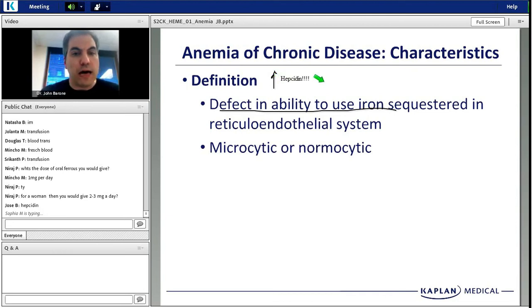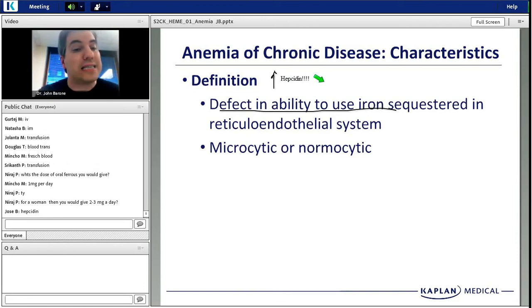Hepcidin goes up. Now, what will hepcidin release from the liver do? Well, it blocks the iron ports. So number one, the ports in the GI tract are blocked, so you can't absorb iron. So GI absorption will decrease. You won't absorb it into your blood because it blocks the iron ports in the GI tract.